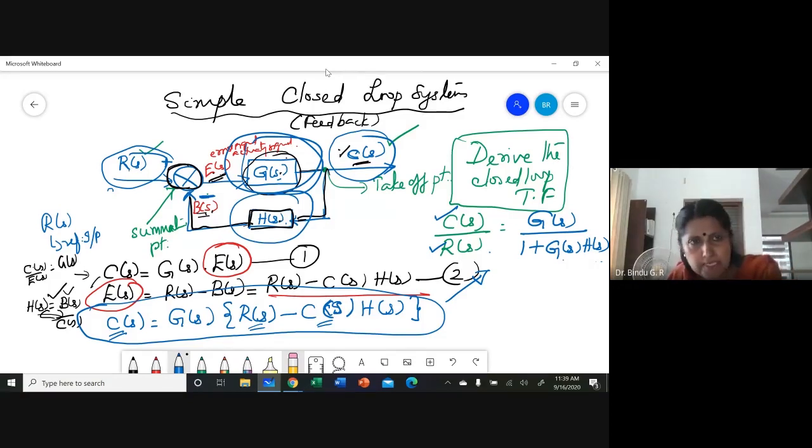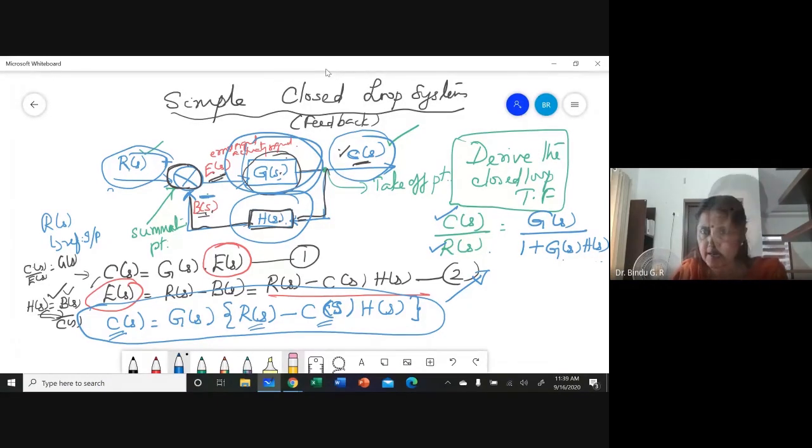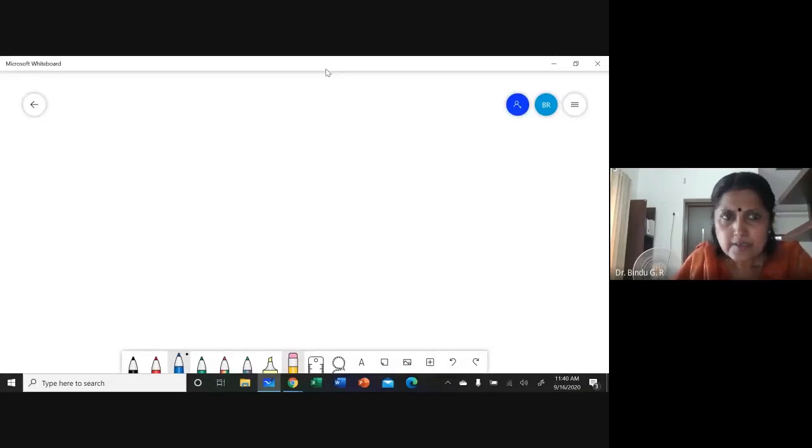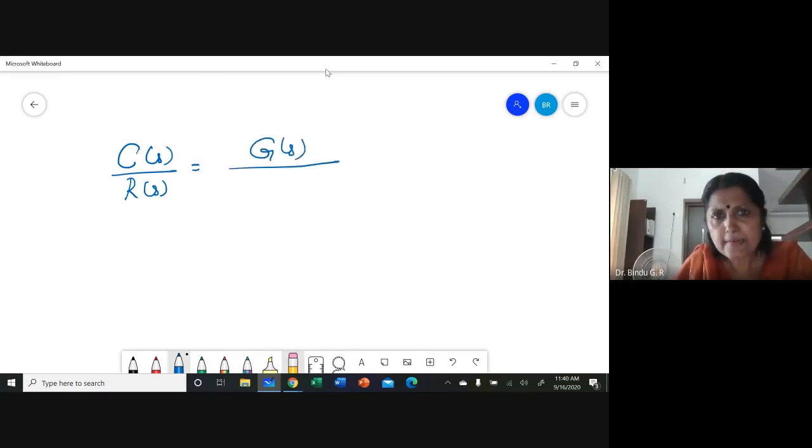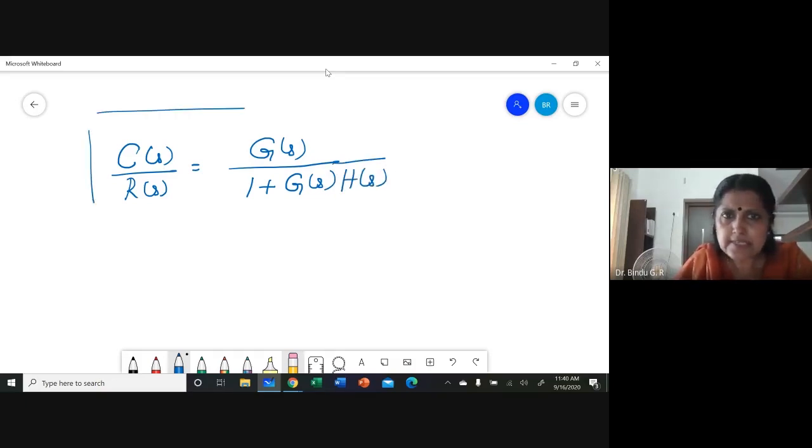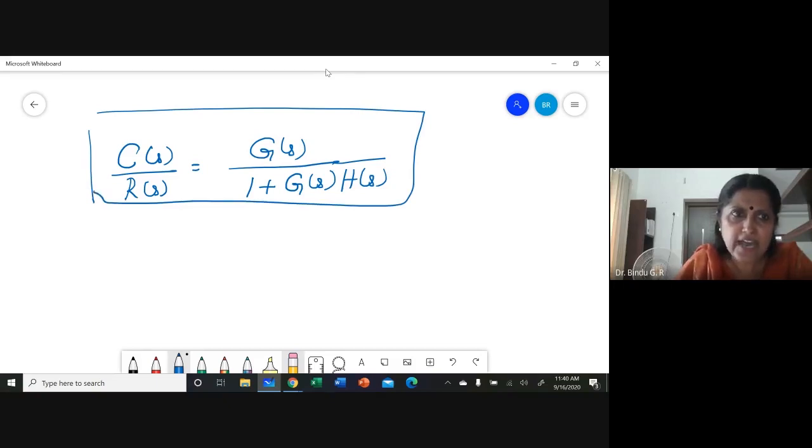Laplace transform of the output signal by Laplace transform of the input signal is equal to G(s) by 1 plus G(s)H(s), where G(s) is the transfer function of the forward element, and H(s) is the transfer function of the feedback element. Remember, C(s) by R(s) is equal to G(s) divided by 1 plus G(s) H(s). Now remember, this is the overall transfer function of any feedback system.